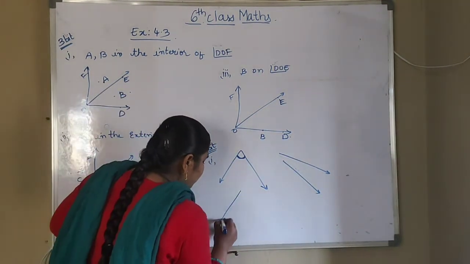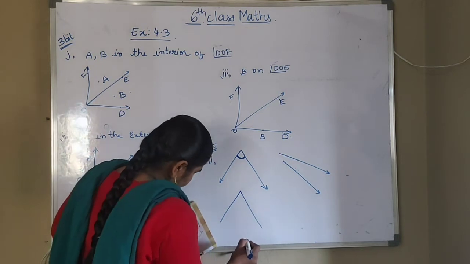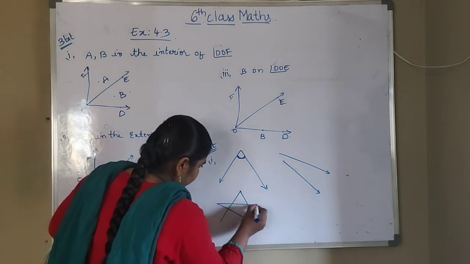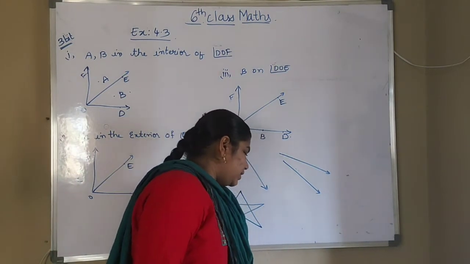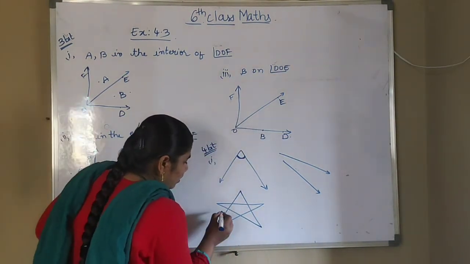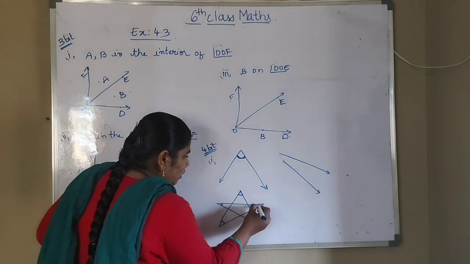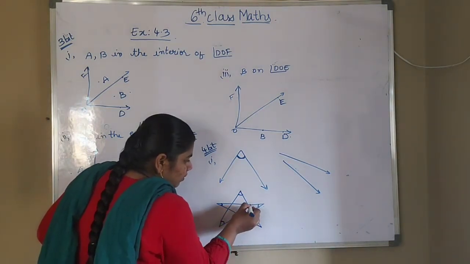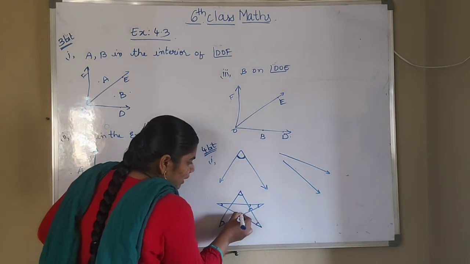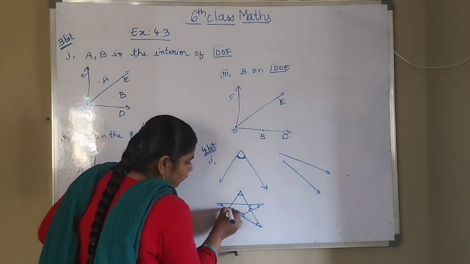Next is this one, where you can see the angles. So many angles you can see here: 1, 2, 3, 4, 5. This is also an angle. This is also an angle. So many angles you can form in this figure.